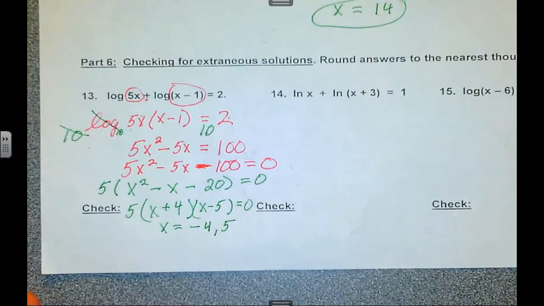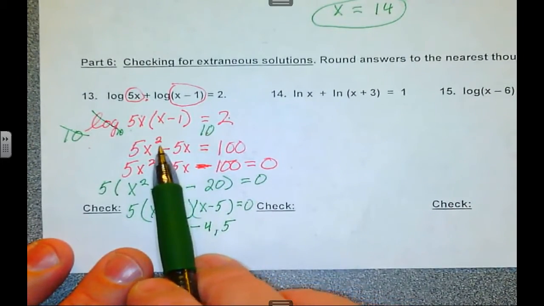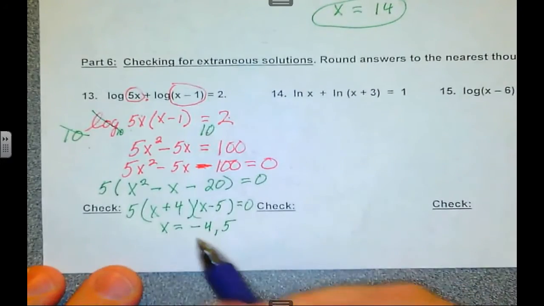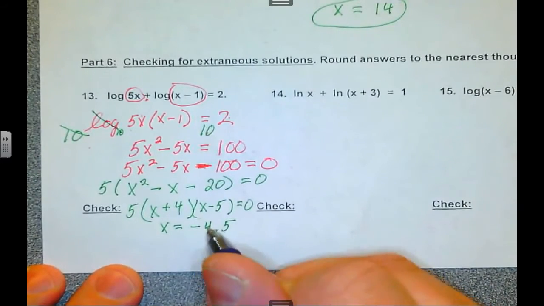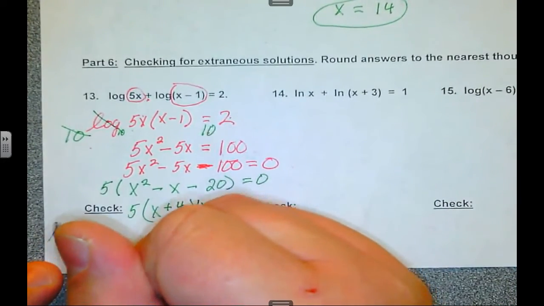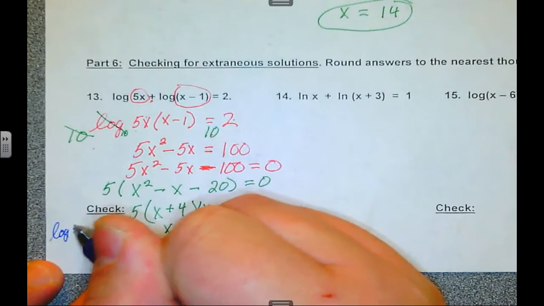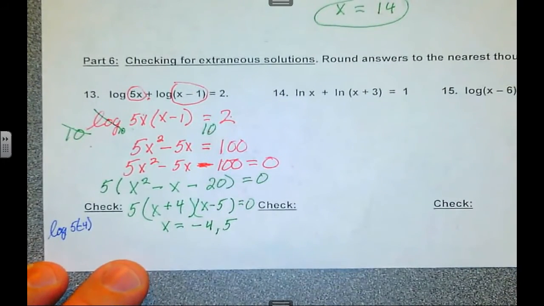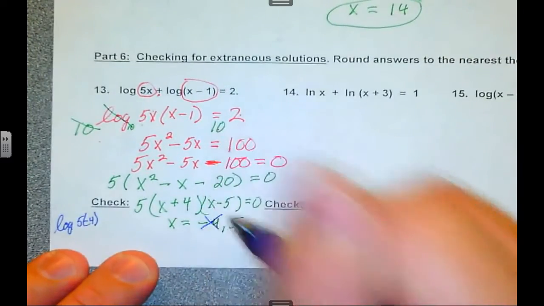Here's the thing. Whenever you get more than the power of 1, you have to check your answers. So, let's check negative 4. I get the log of 5 times negative 4. Well, right off the bat, I know this isn't going to work because think about the log function, the graph. It can never equal a negative number. Okay, so I know negative 4 is not going to work.